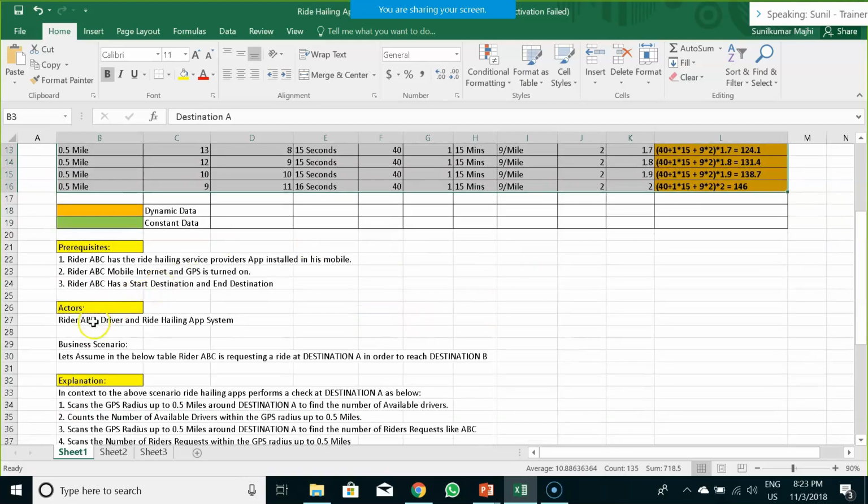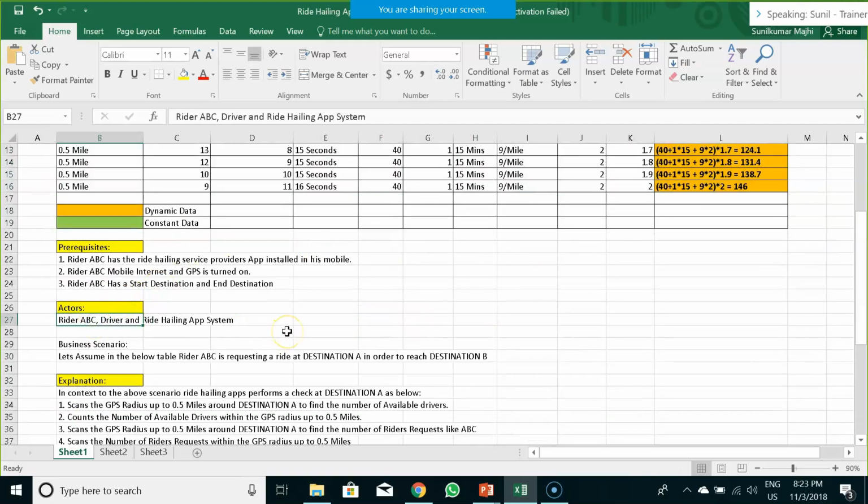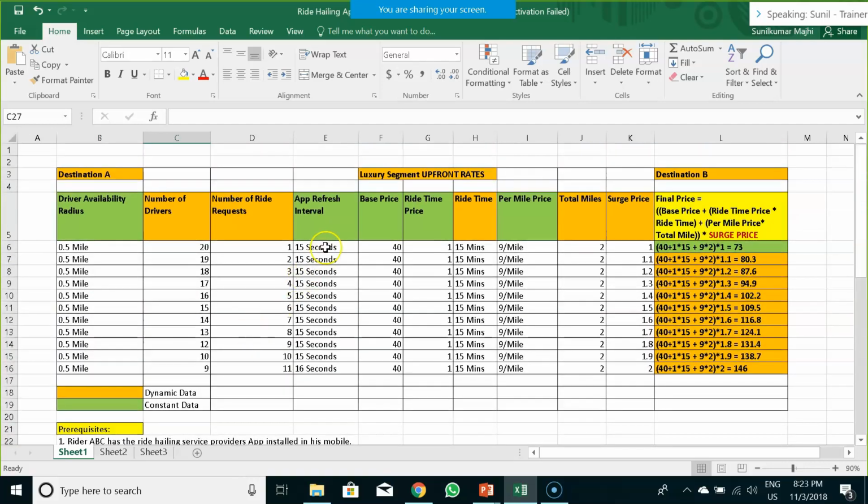After that, we need to have certain actors in our system. For example, I have the rider ABC, I have the drivers, and I have the ride hailing app system itself. So the system itself can also be an actor. Now, when I say the ride hailing app system is an actor, which factor is it contributing when it applies itself as an actor?